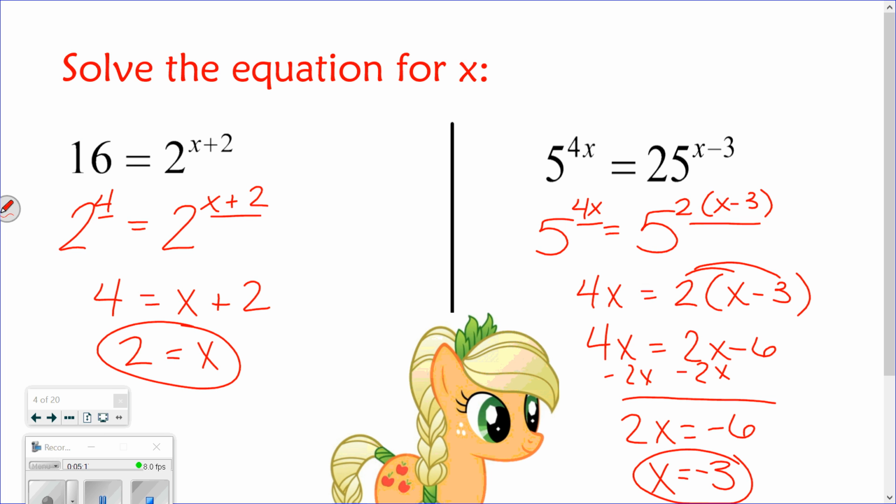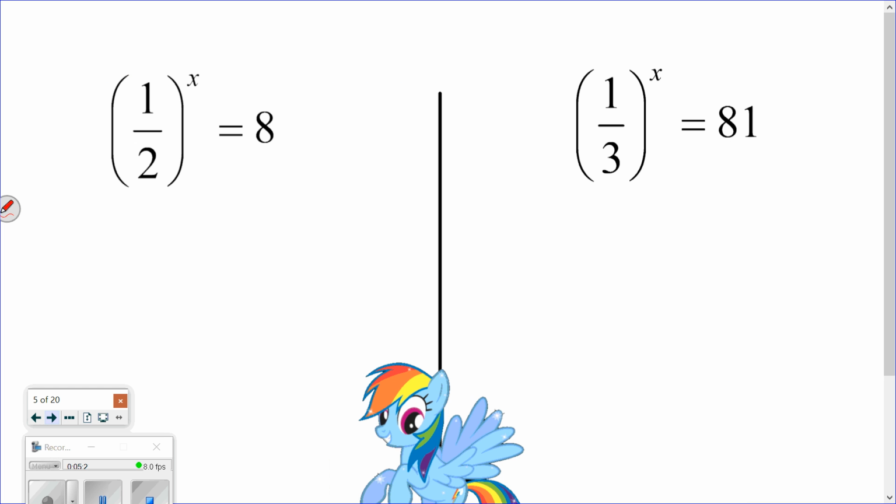All right, can I strain your brain a little on some of these? 1/2 to the x power equals 8. I need to rewrite so the bases are the same. What can I write the bases as, you think? I can write them as 2's.